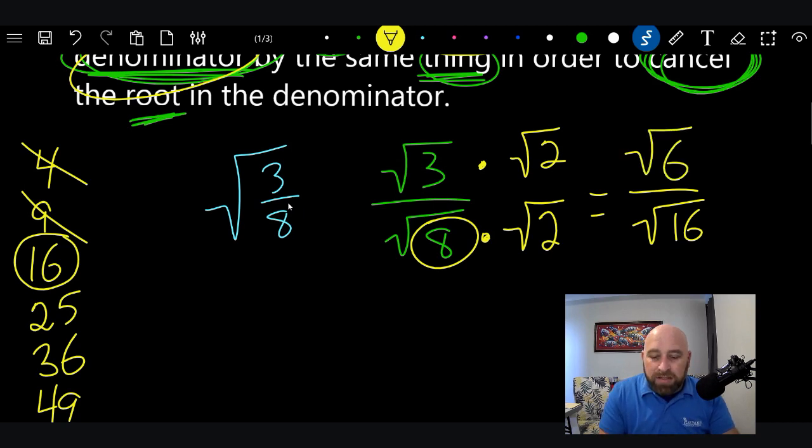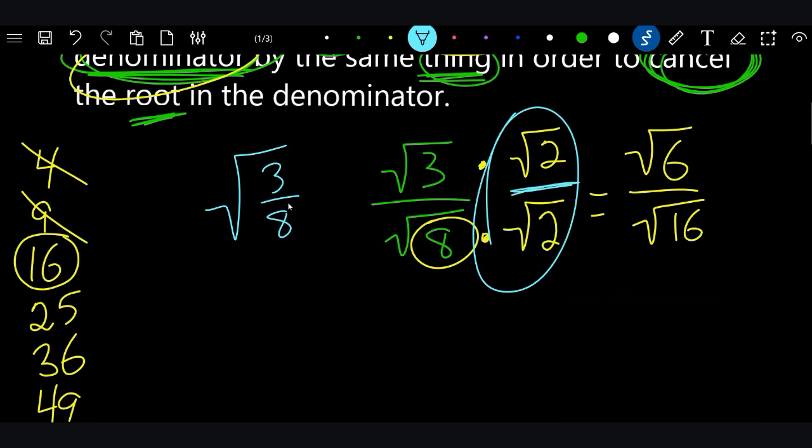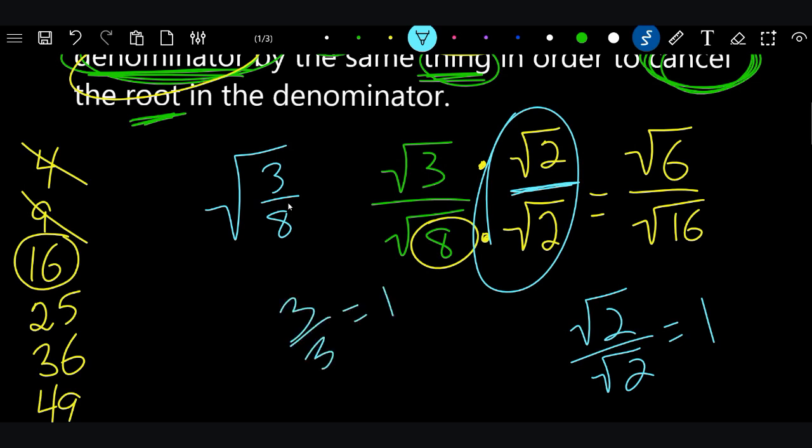Now let's look at something. I want you to see that we didn't just make something up, and we didn't change the value. What is this right here? Well, that's a fraction. What is the square root of 2 over the square root of 2? That equals 1. Remember, anything over itself always equals 1. 3 over 3 equals 1.